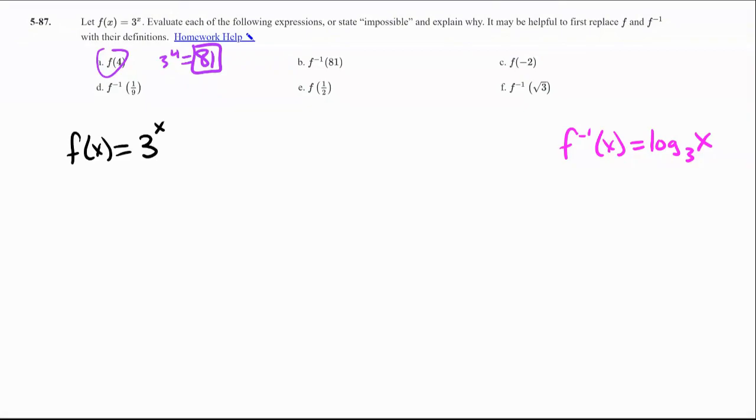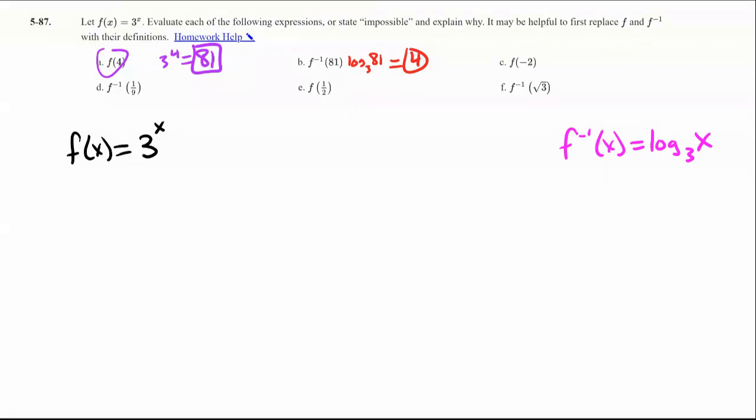So first one here is 81. Second one here, we're plugging in 81 in for log base 3 of x. So log base 3 of 81. So 3 to the power of what is 81? We just kind of did that one, so we get 4.